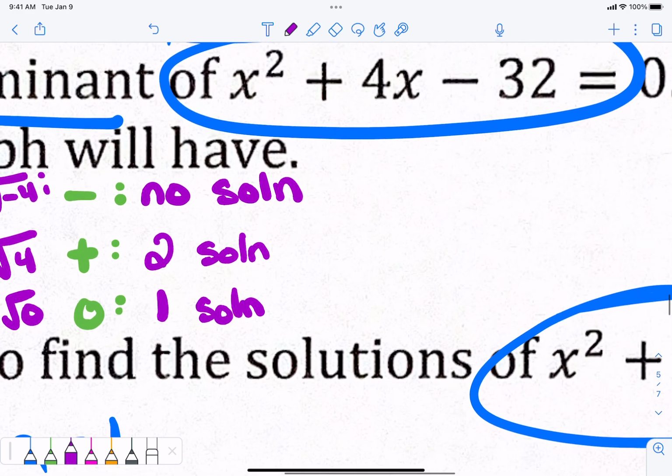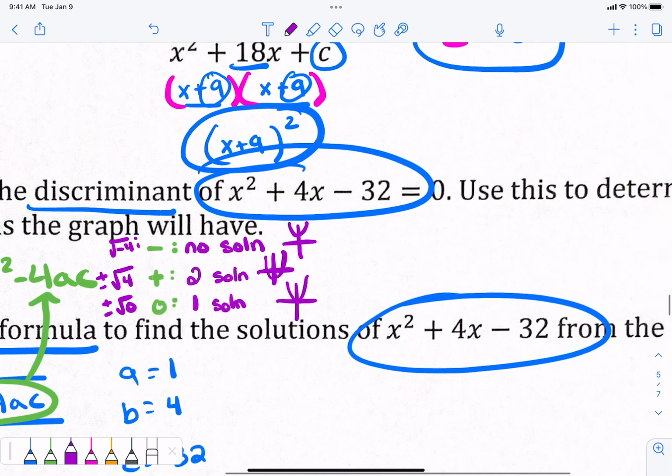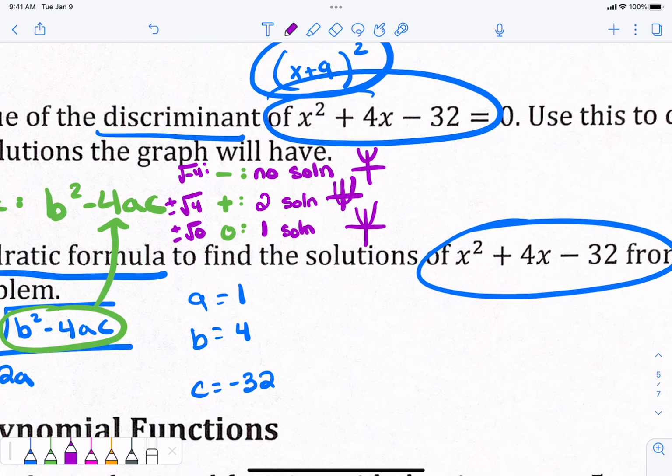All right, so keep in mind this is what this looks like. I'm looking for a parabola. No solutions would be something like that, right? 2 solutions would be something like that where he's crossing 2 places. And one solution is where he's just going to touch once, right? Where his vertex will be on the x-axis, right? That's how that works, okay? And I can tell that just by calculating b squared minus 4ac, right? That's what tells me all of that stuff, okay? So b squared minus 4ac.